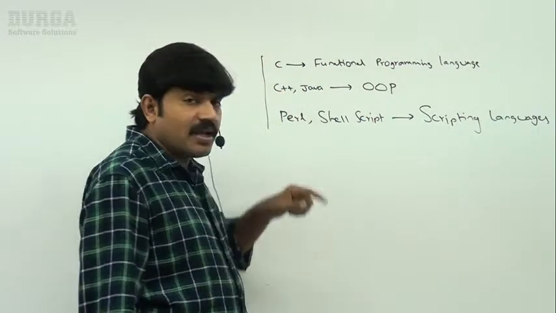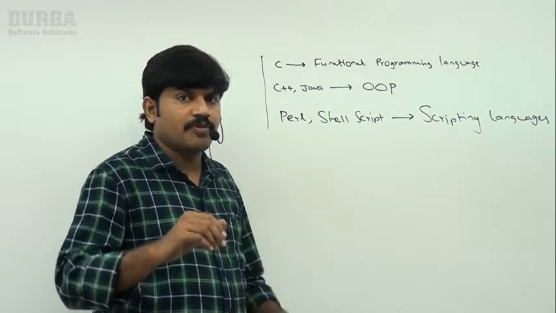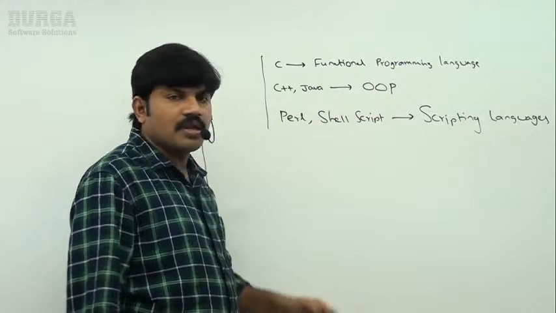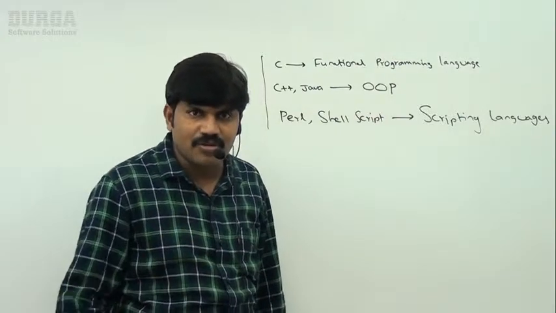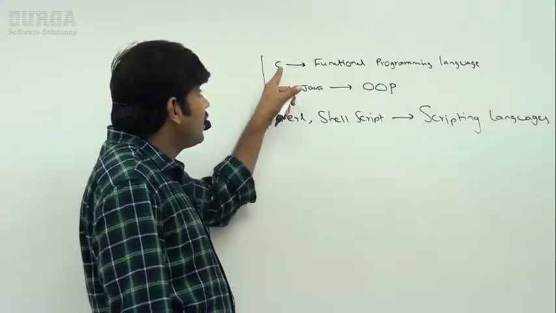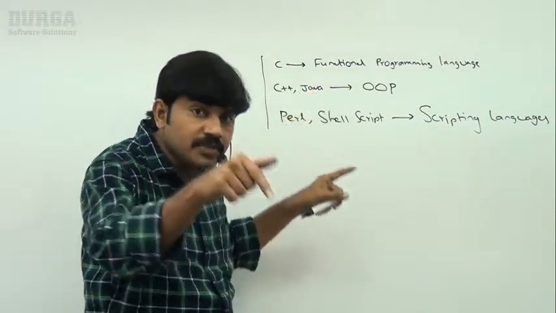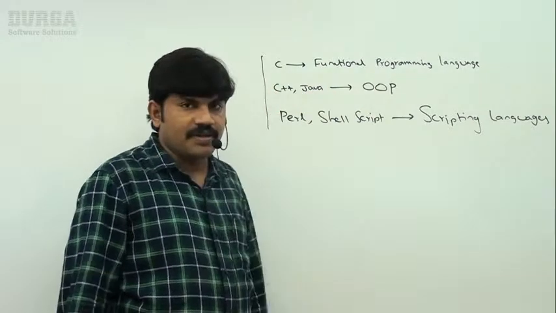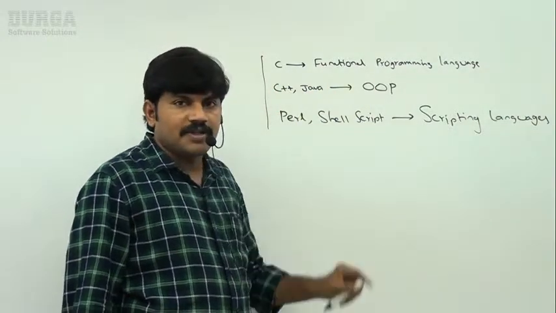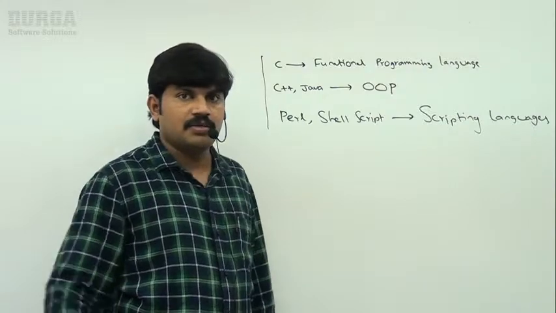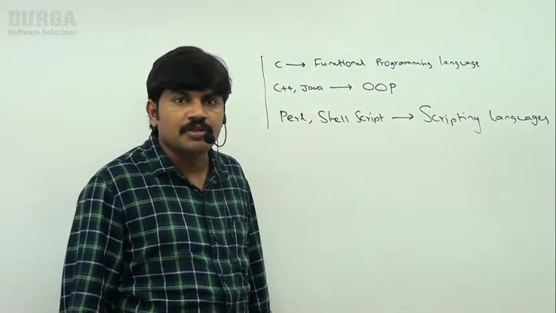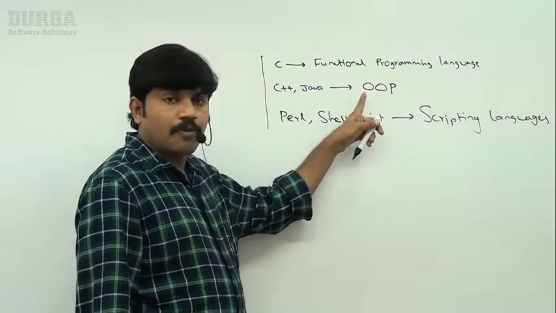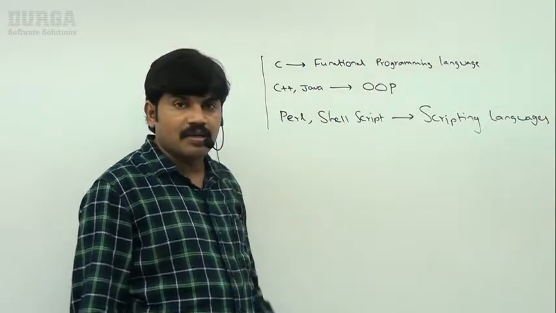Next, if I ask C to provide support for inheritance, polymorphism, encapsulation, what is C going to tell? I don't know. Because C is not object-oriented, it is missing the benefits of object-oriented programming. If I ask C++ and Java, they immediately say yes, I'm an object-oriented programming language, so I can provide benefits of reusability, code inheritance, polymorphism, encapsulation, all these things.